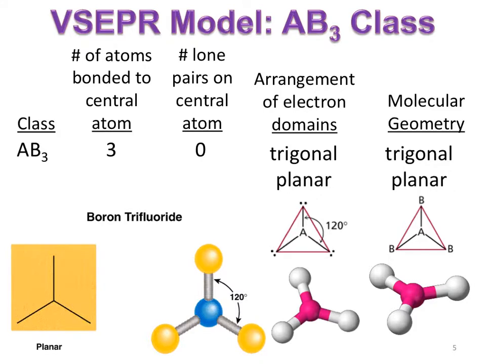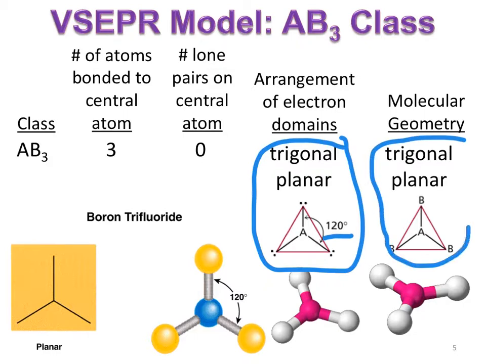In the AB3 class, we have three bonding domains and 0 lone pairs on the central atom. The arrangement of the electron domains is called trigonal planar. The bond angle is 120 degrees. Molecules in this class are flat, and all the atoms sit in the same plane. The molecular geometry, because this has no lone pairs, is the same. It is trigonal planar. Our representative molecule here is boron trifluoride. Angles are 120 degrees.